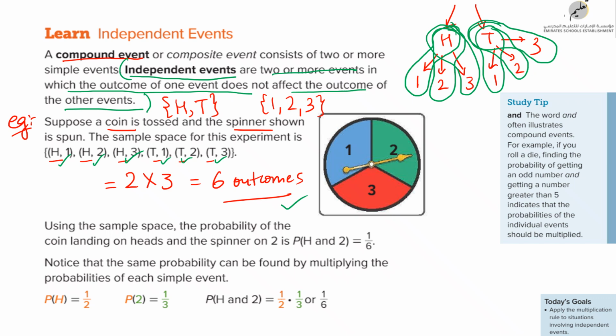So this is an example of independent event. Now, to find the probability of independent events, as you just see here, we are just doing the multiplication rule. So in the next slide now, I will explain to you how the probability can be found by multiplying the probabilities of each of the simple events. So let's see that in the next slide.